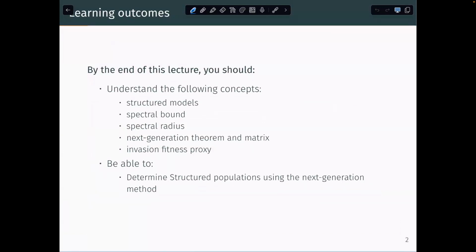We're going to go through these structured models and how we find invasion fitness in them. We need to learn a little bit of linear algebra along the way. We're not going to go too deep into the reasons behind this because it's kind of beyond the scope of the course. We'll talk about the next generation theorem. And to understand that, we need to know what the spectral bound and spectral radius of a matrix is. And then we'll find this invasion fitness proxy at the end.